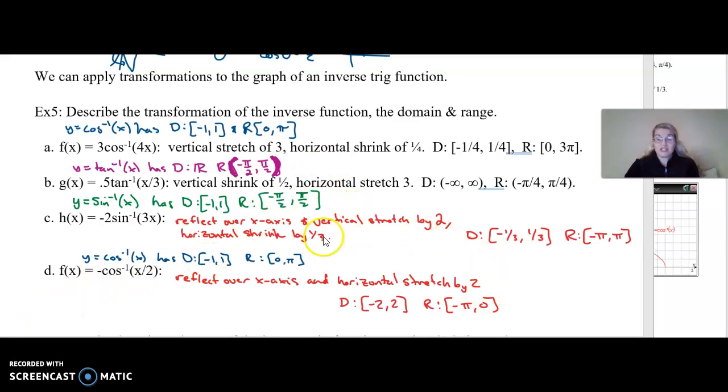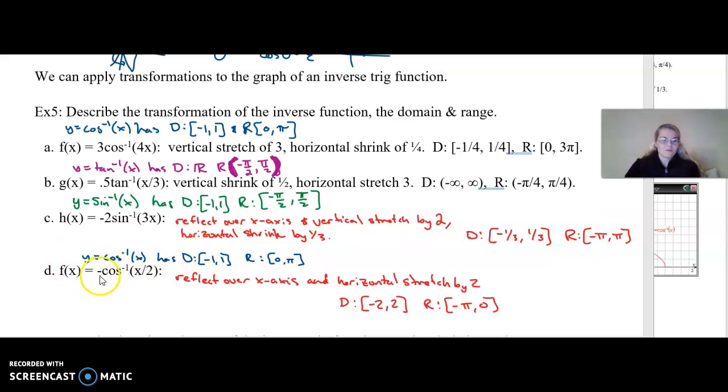All right, did you get this? All right, so for C, the -2 means we're going to reflect over the x-axis and have a vertical stretch by 2. The 3 on the inside means a horizontal shrink by 1/3. So again, horizontal shrink, that's going to shrink my domain to -1/3 to +1/3, right? And that reflect over the x-axis first, it would basically be +π/2 to -π/2, but with our range, we always list it negative to positive. So that's not going to do much here, but then that stretch by 2 means multiplying both of those by 2 is going to give me -π to +π.